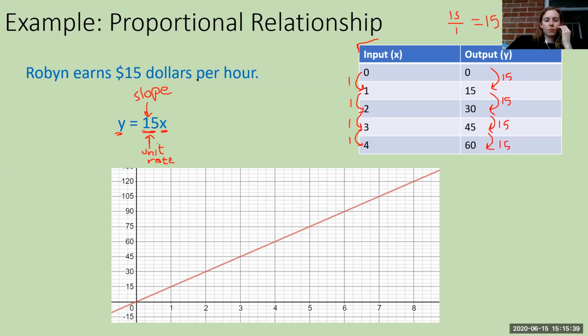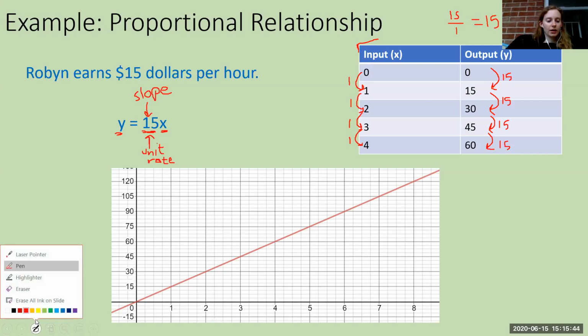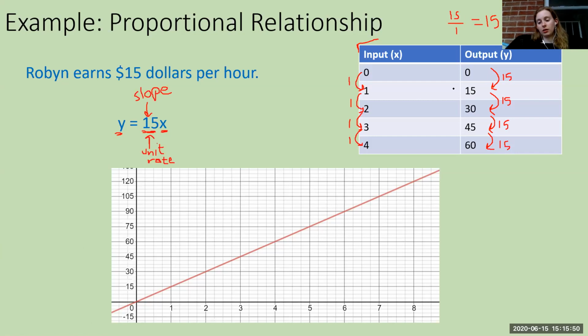Now, because this is a proportional relationship, another way that we can identify the slope or the unit rate for this linear relationship is by, again, finding that coordinate pair where x is 1. So in this xy pair, x is 1 and y is 15. That's another way that we can identify our slope or our unit rate for this proportional relationship.